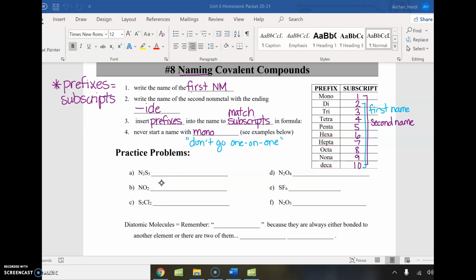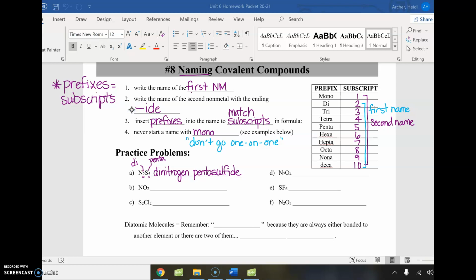So we're going to come down here to our practice problems. And I'm going to do steps 1, 2, and 3 all at the same time. I'm going to look at my subscripts to see what numbers I have. And then I'm going to think about what prefix does that generate. So I've got di for 2, and I've got penta for 5. So remember that the first name doesn't change anything about it other than adding the prefix as long as it's not 1. So that means that I'm going to have dinitrogen pentasulfide. Because remember that I drop the ending and add IDE.